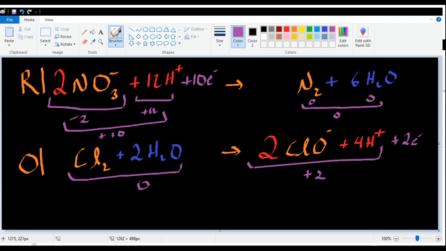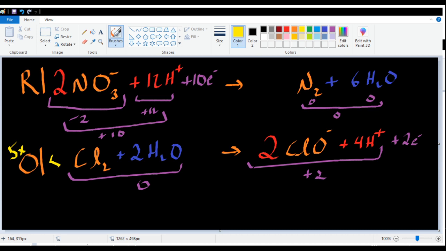Okay, so now we've balanced each half reaction in itself. We need to balance the electrons so they disappear. This is where being able to do least common multiples will help you out. You could multiply the top half by 2, the bottom half by 10, but the fact is that 10 is a multiple of 2. All you really need to do is multiply the bottom reaction by 5. Okay, that's what I mean by least common multiples.